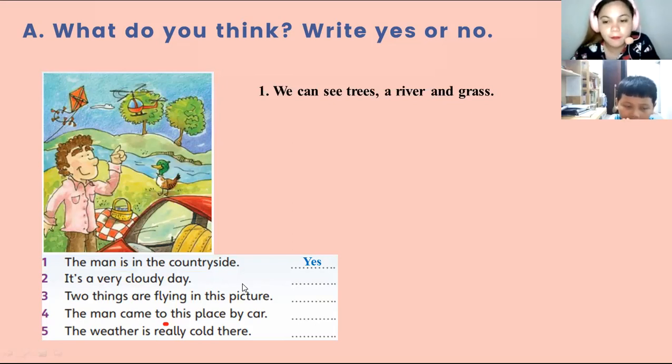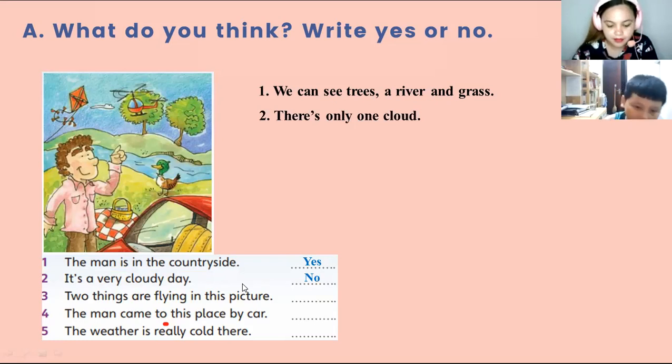What's your answer? Yes, no. Oh, why not? It's not cloudy. Not in the blue sky. Yes, that's correct. Can you read number two? There's only one cloud. Cloudy day. Yes, number three. Two things are flying in the picture. Okay, yes or no? Helicopter and the kite. Yes. So what are the two flying things?